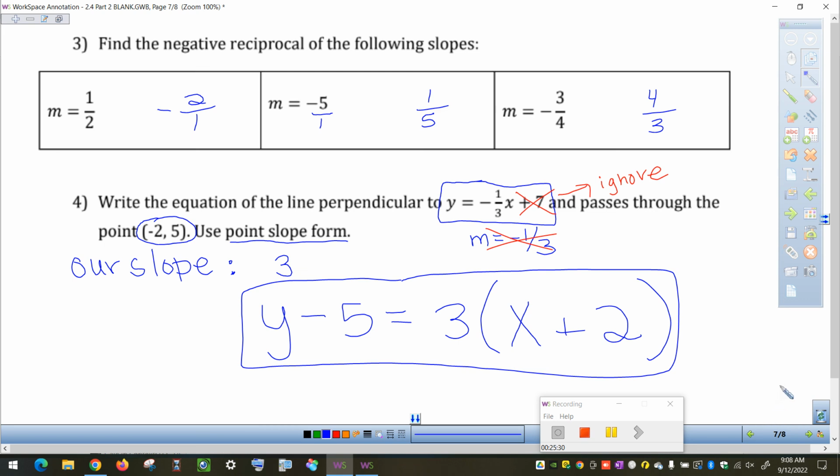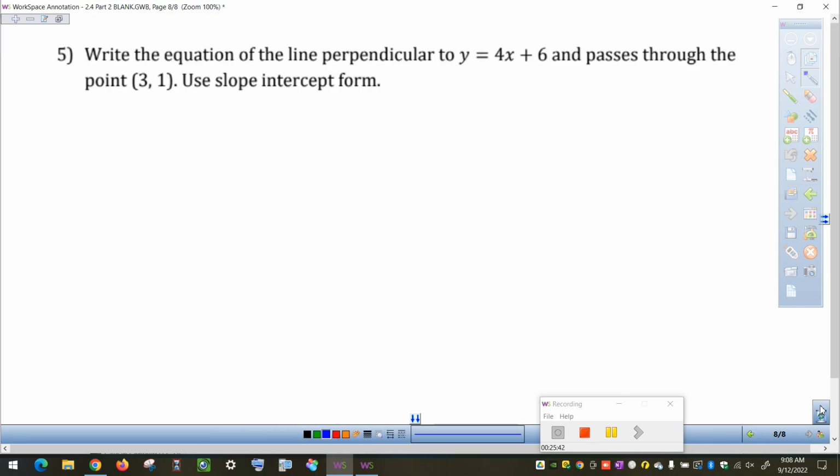All right, we have one last problem here on the page. And this one is just going to be slightly different because of the perpendicular slope to the one that they've given us here. So let's recognize here that the given equation had a slope of 4. Again, on your paper, I want you to go ahead and think about what slope would be perpendicular to a slope of 4. Go ahead and write that down.